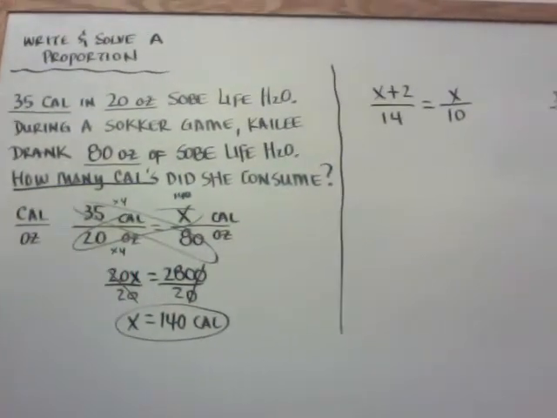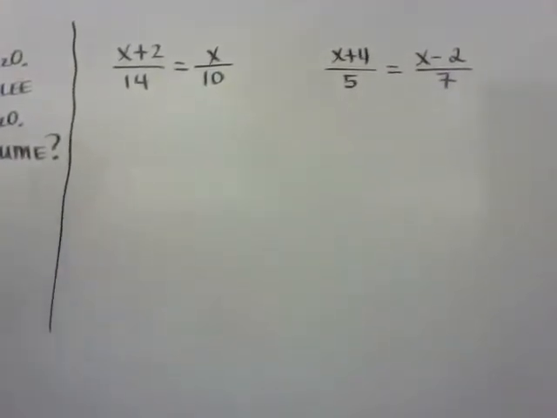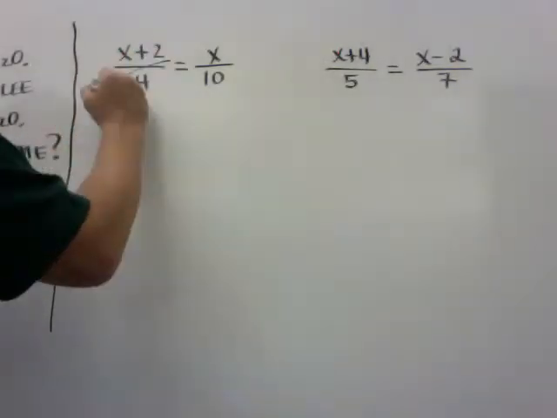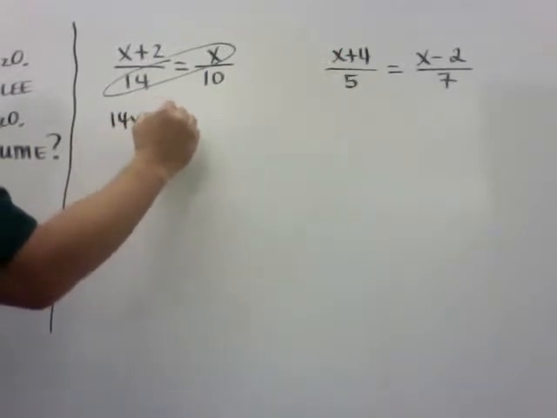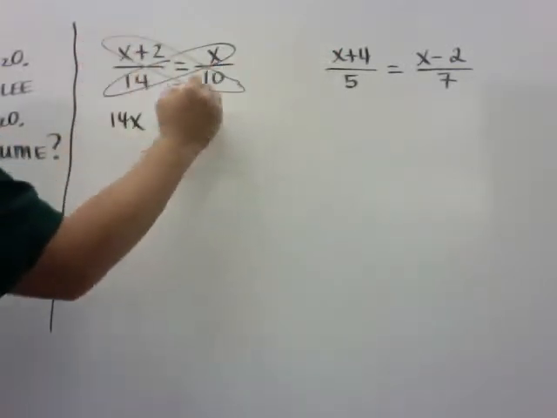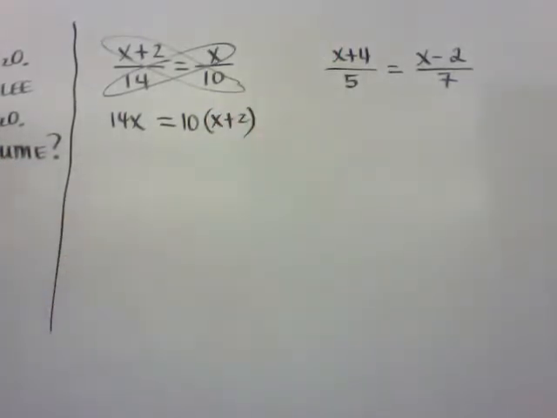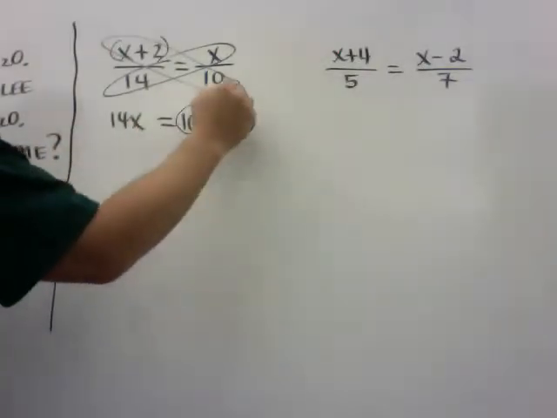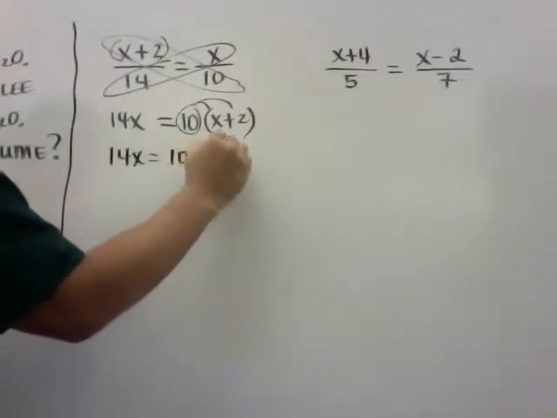Okay, so here are a couple different types of proportions. You can see I have x plus 2 on the top. We still want to cross multiply. So when I do this, I get 14x equals, and when I do this, I get 10. And notice what I'm doing. I'm putting parentheses around this x plus 2. Now you have to distribute. So you're going to get 14x is equal to 10x plus 20.